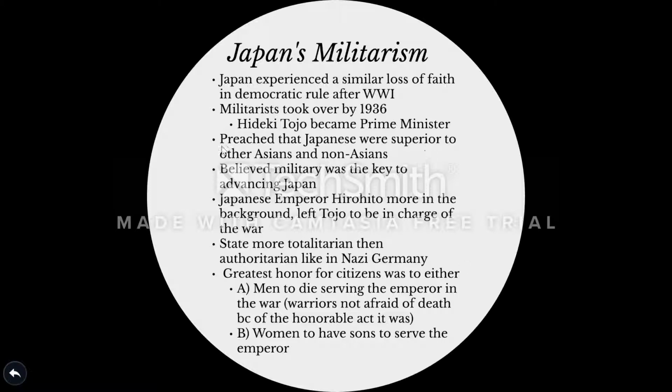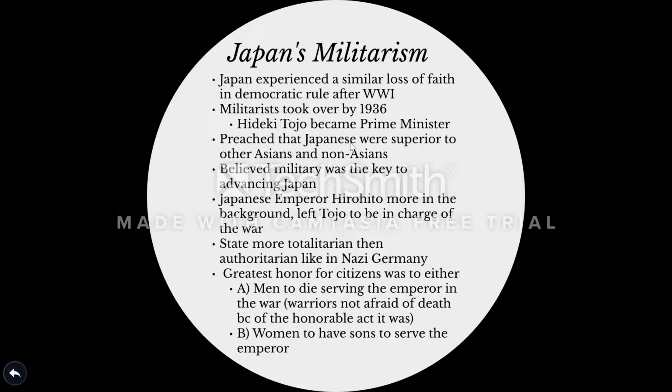Again, with similar preachings of how the Japanese are superior to other Asians and non-Asians, they were mostly focused on Taiwan, China, Thailand, Korea. They basically had this message of "we are superior to all the other Asian countries. We're the best." They believed the military was the key to advancement: if you have a strong military, then you could defeat everyone else, which means that you could become a world power.